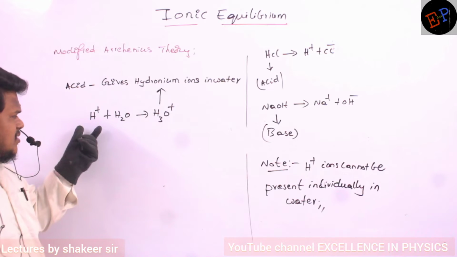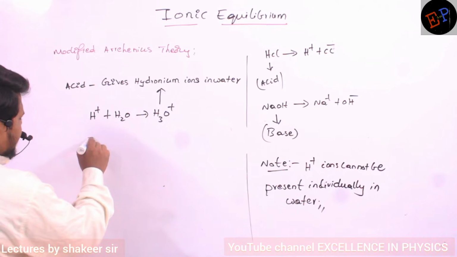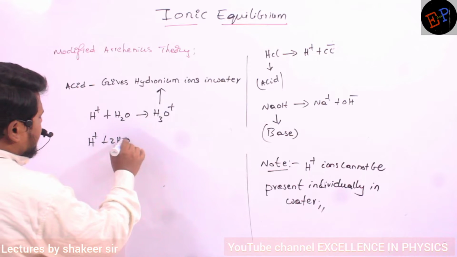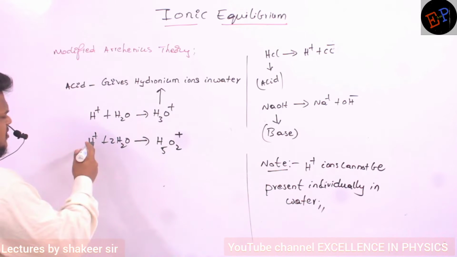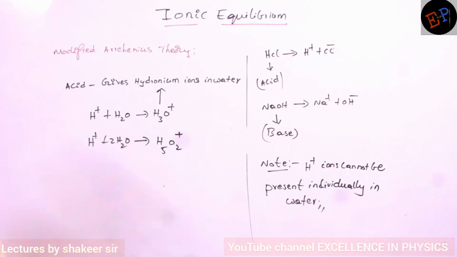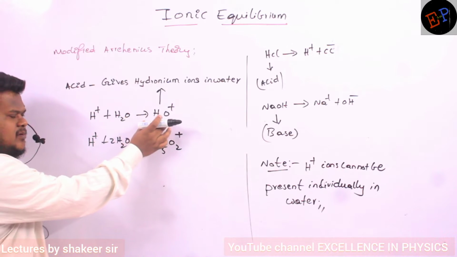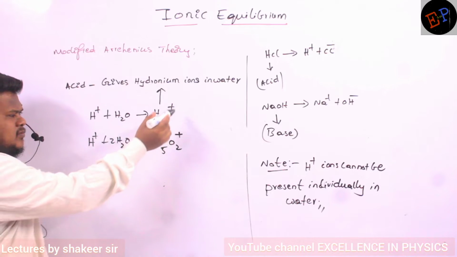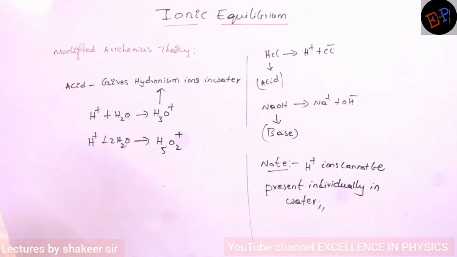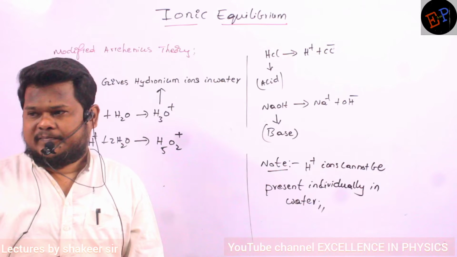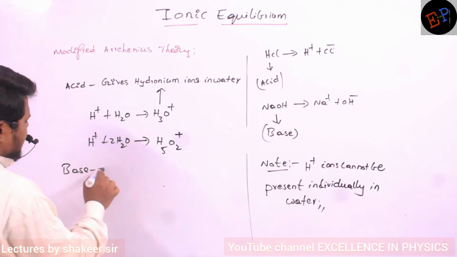In some cases, this H plus can react with two molecules of water also. For that, I can write H plus plus 2H2O gives H5O2 plus. This is another type of species which can be formed. Therefore H plus always reacts with water to form hydronium ion. So whatever compound forms this hydronium ion can be called an acid according to modified Arrhenius Theory. And then what about base? The base concept remains the same.